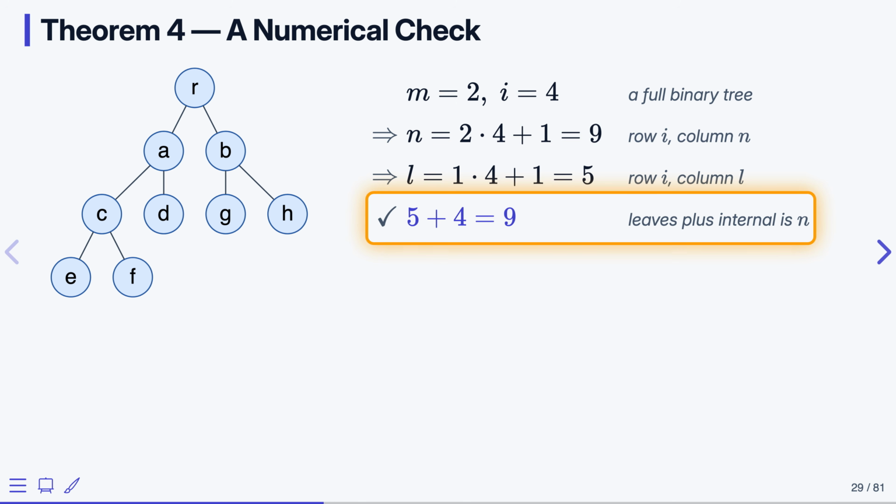Line 4. Now check by hand. 5 leaves plus 4 internal dots is 9, and 9 is the total we predicted. Count the dots in the picture and you will find 9. The formulas agree with the drawing.